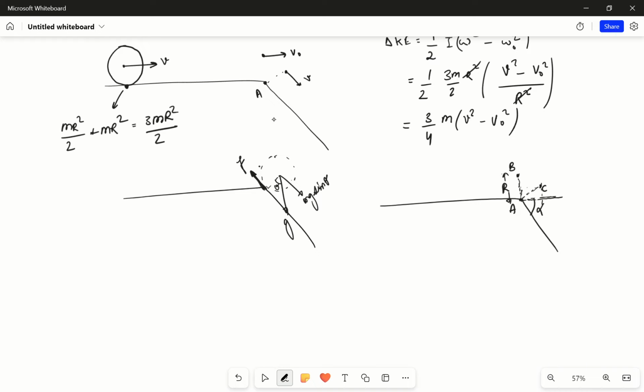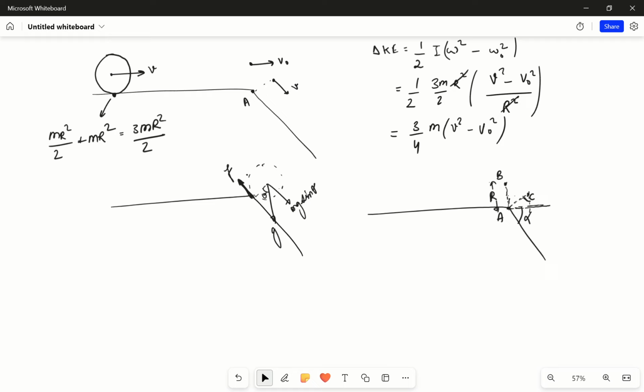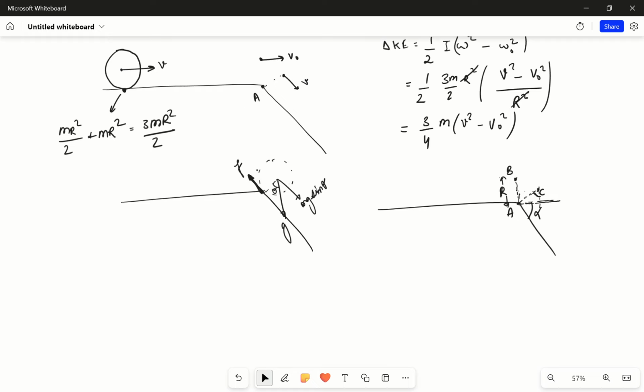What is this angle? Yeah, this is also alpha, right? This is also alpha. So what would be this height? R cos alpha. So what is the change in height? Delta H equal to R minus R cos alpha. Right. So the work done by gravity would be positive, and it would be equal to mg into R minus R cos alpha.